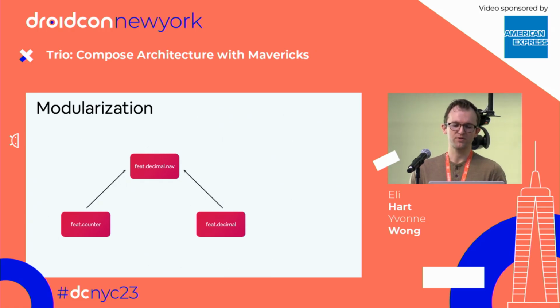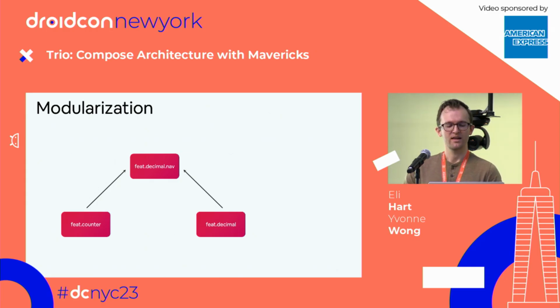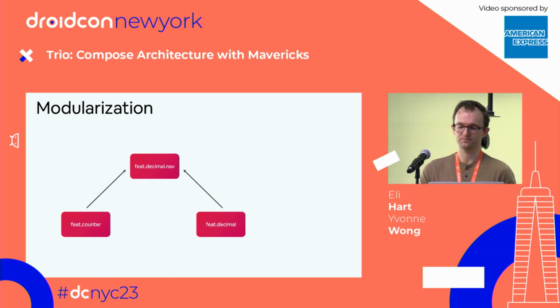Feature modules, prefixed with feat, contain our Trio screens. Each screen in the app might live in its own separate module. To prevent circular dependencies and improve build speeds, we do not allow feature modules to depend on each other. This means that one feature cannot directly instantiate another. Instead, each feature module has a corresponding navigation module, suffixed with nav, which defines an entry point to its feature.